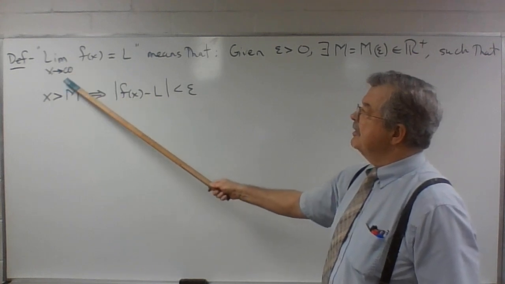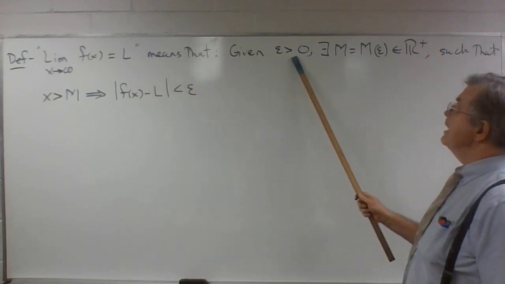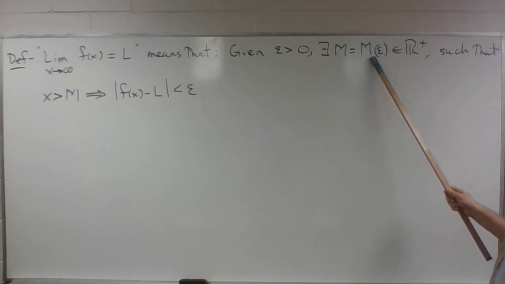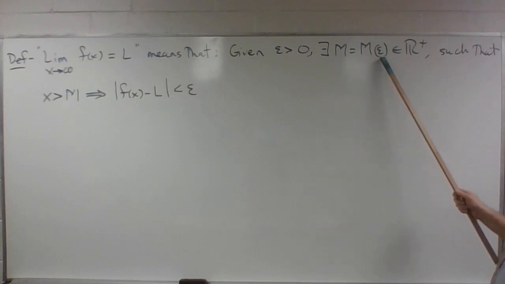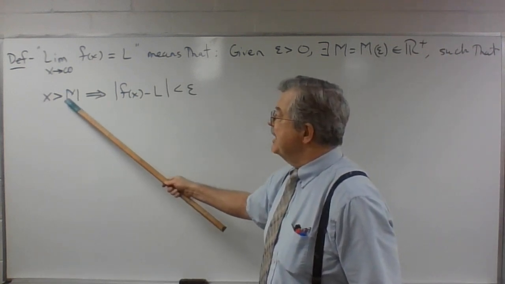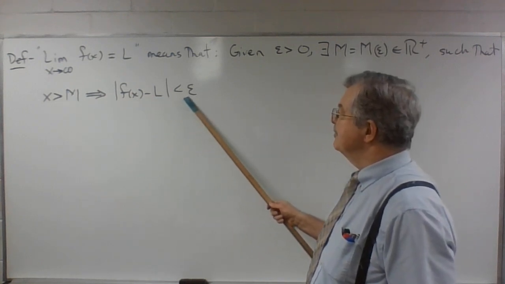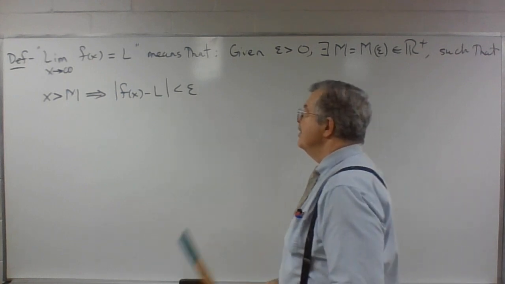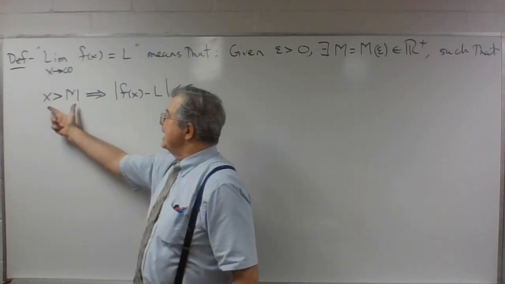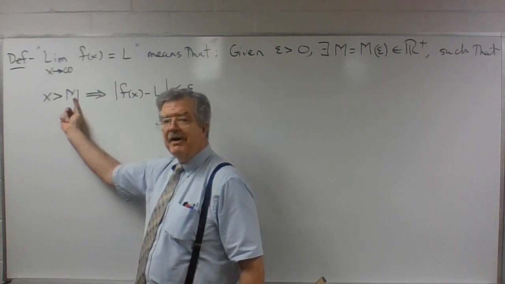The limit as x approaches infinity of f of x equals the limit L means that given epsilon greater than 0, there exists a positive real number m, where m is a function of epsilon, such that x greater than m implies that the absolute value of f of x minus L is less than epsilon. We can make f of x minus L less than epsilon, provided that x is sufficiently large. And this real number m is a function of epsilon.